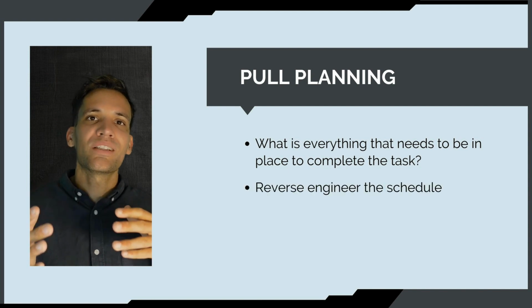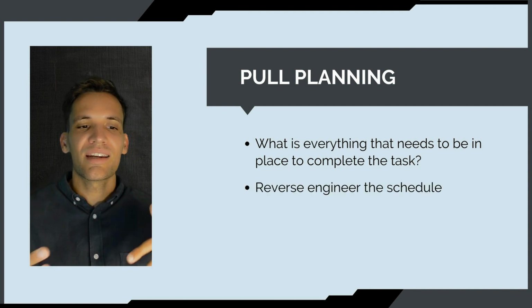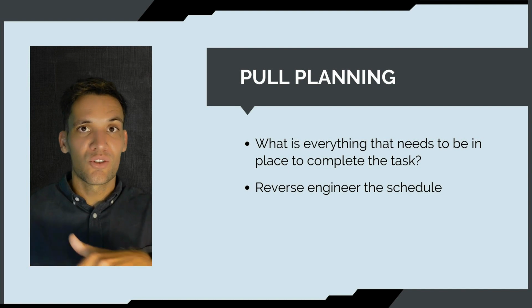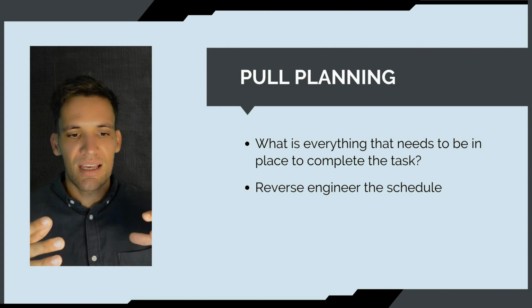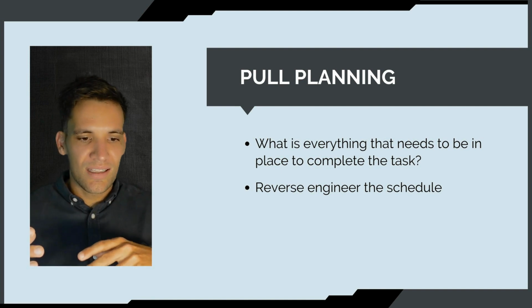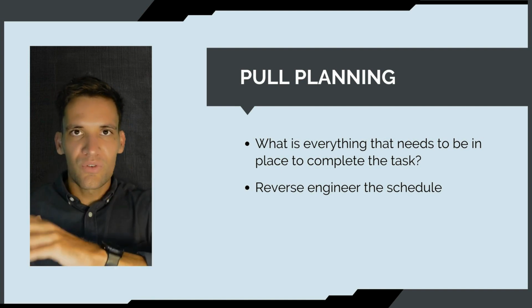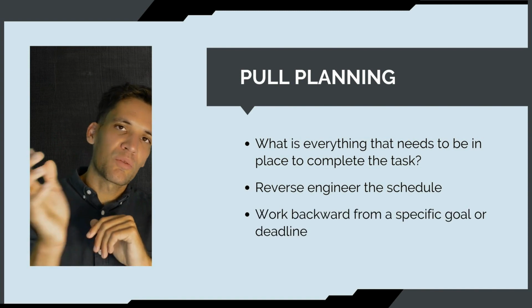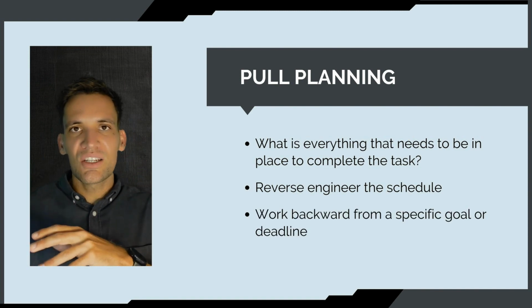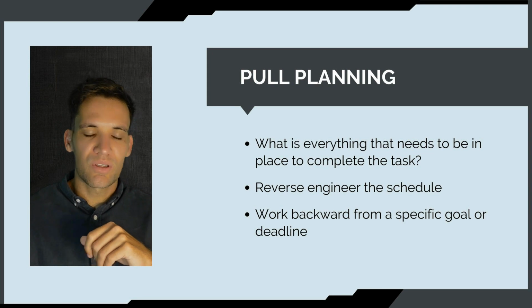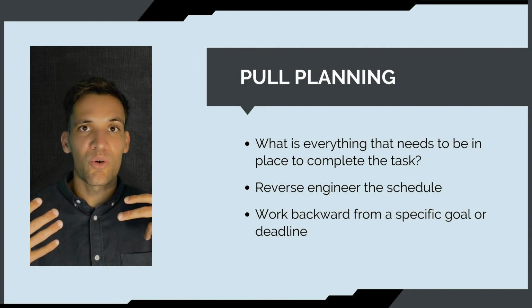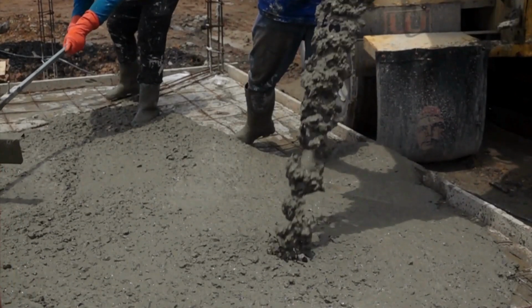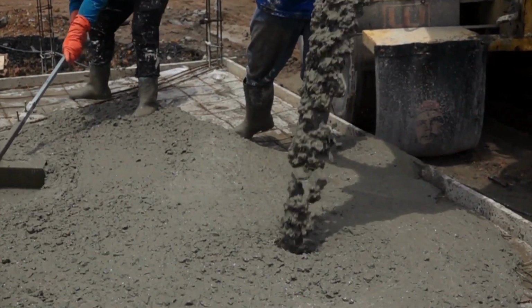We want to reverse engineer the task. We want to think about everything that has to be in place to complete the task. So this concept is called pull planning. So the idea is that rather than starting with a schedule from the start to the finish, you start with a finish and work back to the start. And you're thinking about for each activity, what has to be in place to complete the task. And we're going to do this by visualizing the task, understanding the task, and engaging with people who've done the tasks.